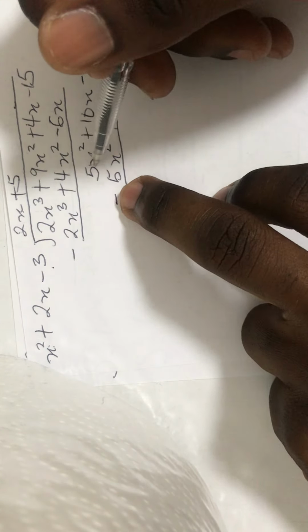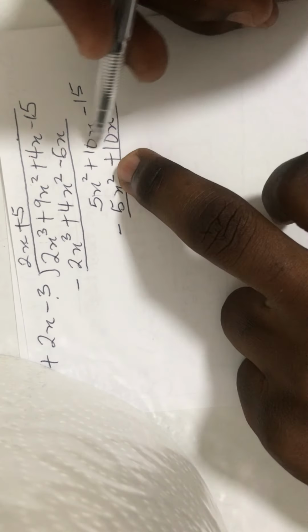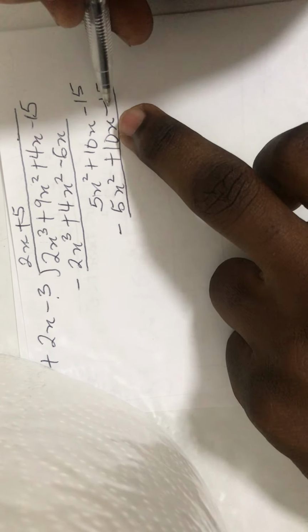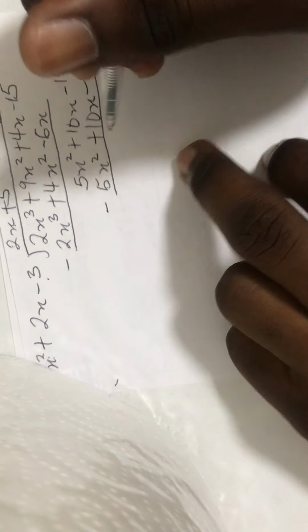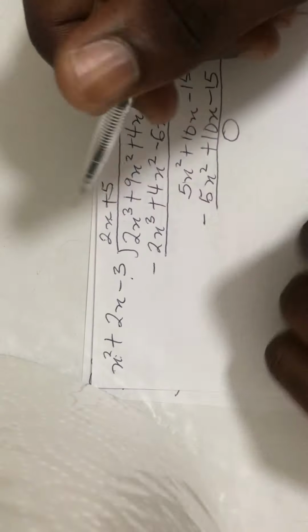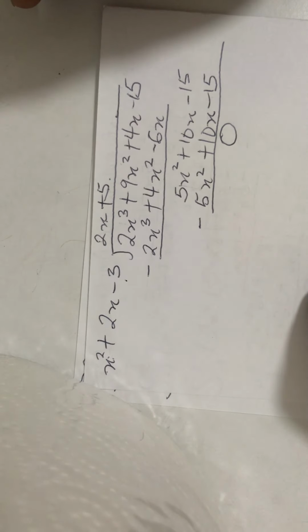So when you subtract, this becomes negative, it goes away, this becomes negative, they cancel out, positive minus negative, so they cancel out, so this is your answer. So now this becomes your answer.